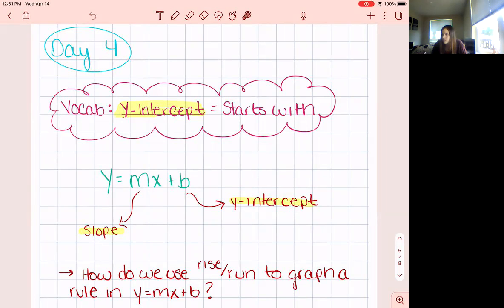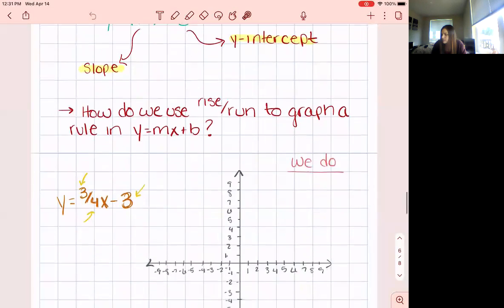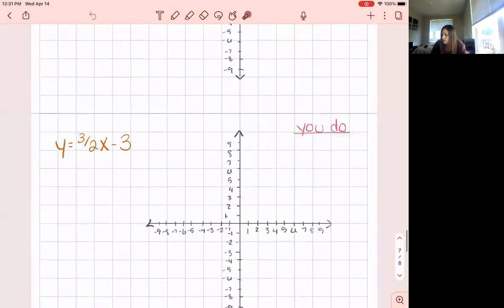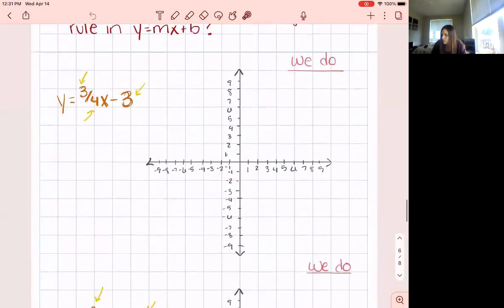So what we're going to focus on today is how we're going to use this idea that we developed, I think, a week and a half ago of rise over run to graph a rule. So what you've done is you've taken a graph and come up with the rise over run. So now if I give you your rise over run, can you graph it? So on your right side, we'll do two examples, and then on the left side, you'll do one example.